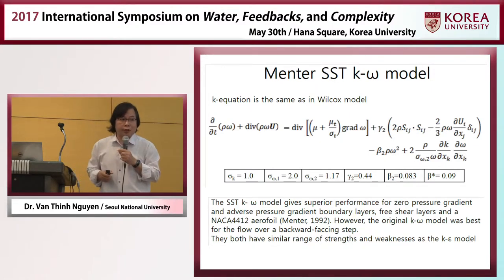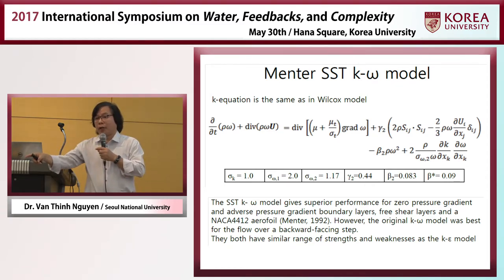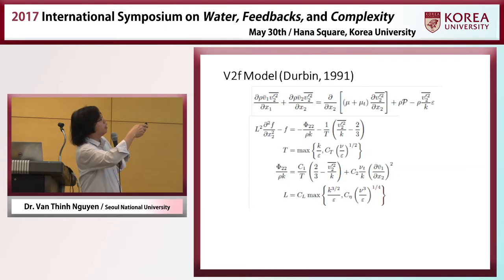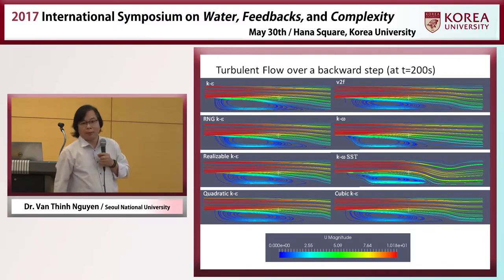Another one is V2F, also a two-equation model. So let's see here the comparison, the flow over a step. The ratio of the step height is the same, half of the height. So you see k-epsilon, V2F, RNG, k-omega, realizable, k-omega SST, quadratic, that is nonlinear, and cubic, that is also nonlinear. And here, after 200 seconds, you see very different results for the same problem.